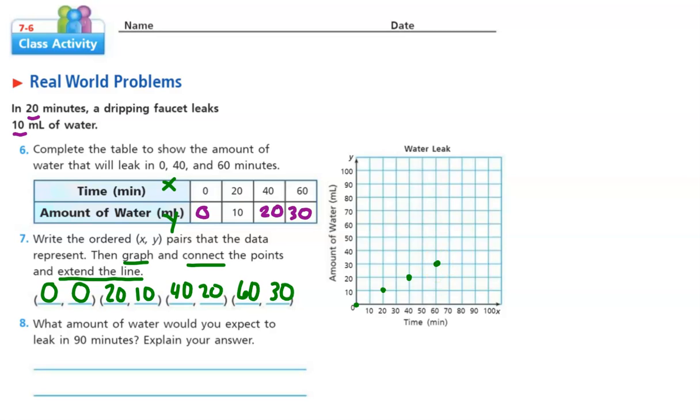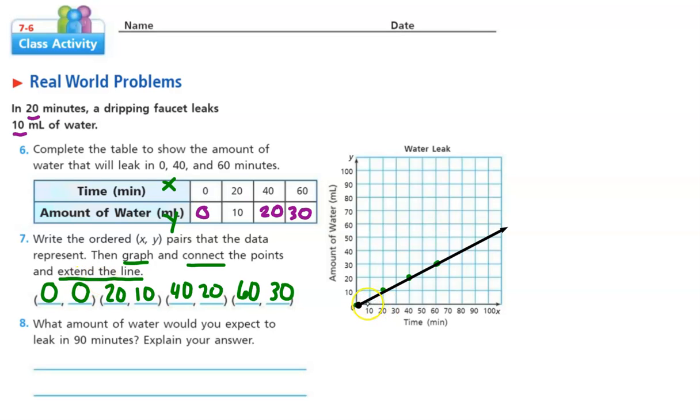So I have a fancy computer, so I'm going to actually use a line generator. Oh, that's so cool. That I'm going to put right there. And what's cool is that might help us answer some of this next question. So it says to graph and then connect the points and extend the line.